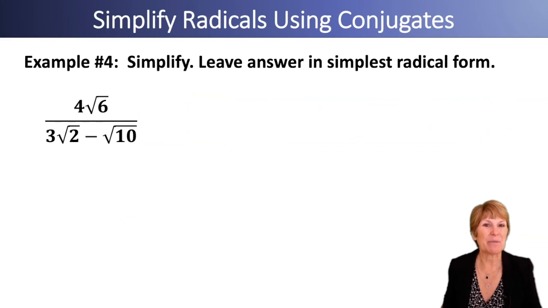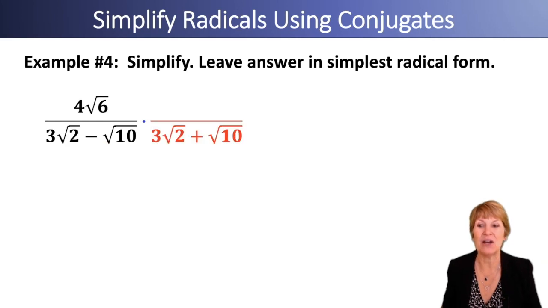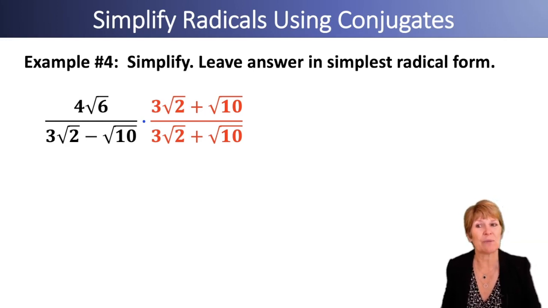Let's look at example number 4. It's a little more complex. Both numbers in the denominator are radicals. Okay, so we can simply multiply by the conjugate of that denominator, which is going to be 3 square root of 2 plus square root of 10, both in the numerator and the denominator. Now this time I will distribute because this is a radical also.